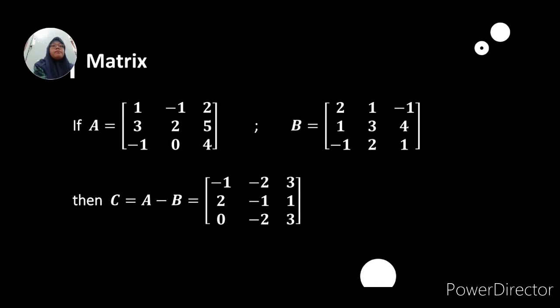The entries are B subscript 1 subscript 1 is 2, B subscript 1 subscript 2 is 1, B subscript 1 subscript 3 is minus 1, B subscript 2 subscript 1 is 1, B subscript 2 subscript 2 is 3, B subscript 2 subscript 3 is 4, B subscript 3 subscript 1 is minus 1, B subscript 3 subscript 2 is 2, B subscript 3 subscript 3 is 1.